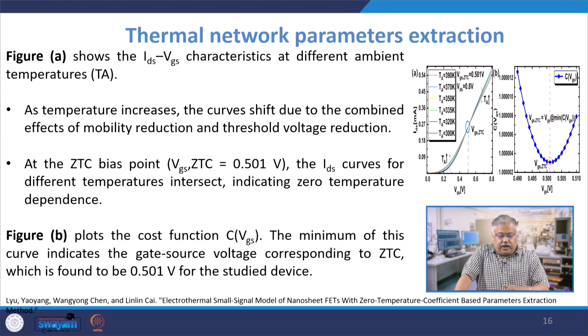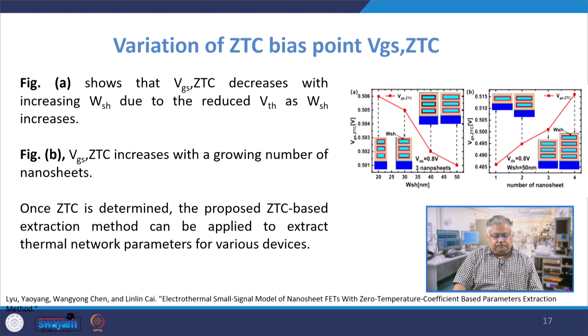At the ZTC point, as I discussed with you, the crossover takes place, and you have the variation in the value of IDS with respect to VGS. If you look at the cost function, the minimum occurs somewhere around 0.5 volts. And so we understand that if you operate somewhere around 0.5 volts, that will be the most optimal value of the output performance.